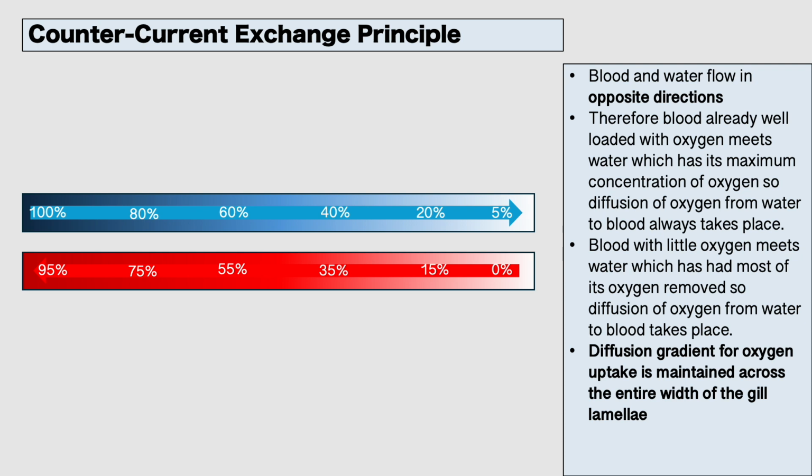The blood with little oxygen meets water which has had most of its oxygen removed, so diffusion of oxygen from water to blood still takes place. In other words, the diffusion gradient for oxygen uptake is maintained across the entire width of the gill lamellae.